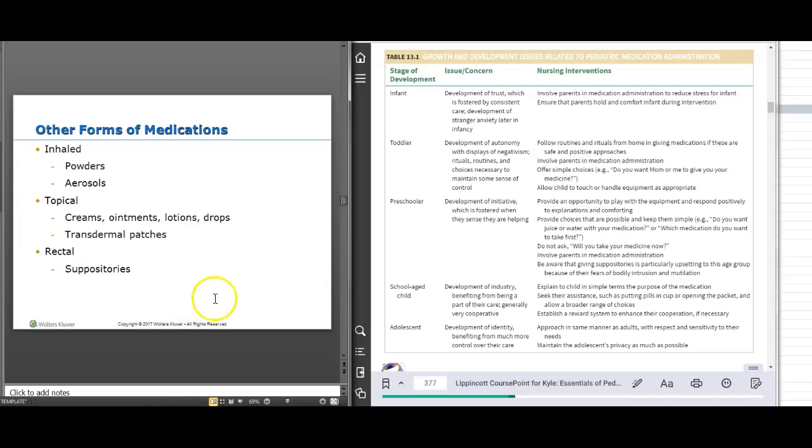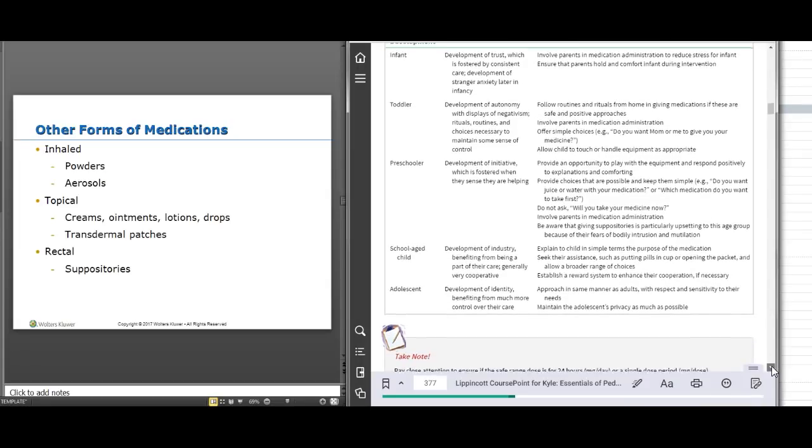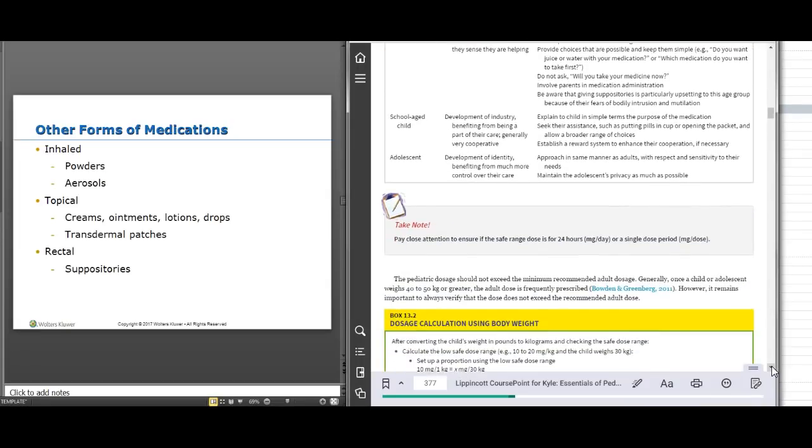And rectal suppositories. If you have a patient that's vomiting, or if they're NPO for a certain reason, then a suppository is your way to go. Not everything comes in suppository form. Tylenol does, ibuprofen does not. So, got to make sure it comes in a rectal form.